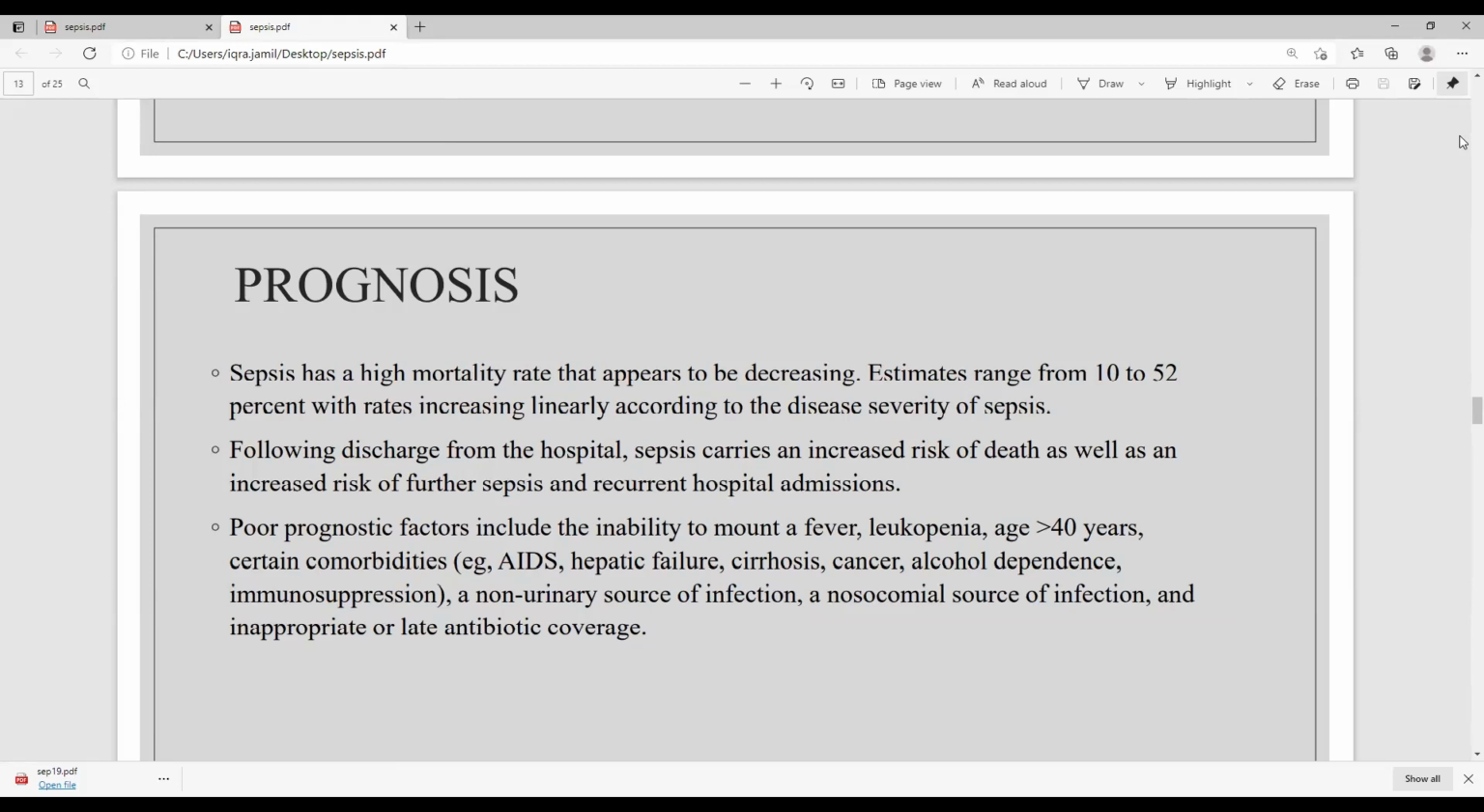Poor prognostic factors include the inability to mount a fever, leukopenia, age more than 40 years, certain comorbidities, AIDS, hepatic failure, cirrhosis, cancer, alcohol dependence, immunosuppression, a non-urinary source of infection, a nosocomial source of infection, and if all these things are present in a patient, the prognosis will be poor.